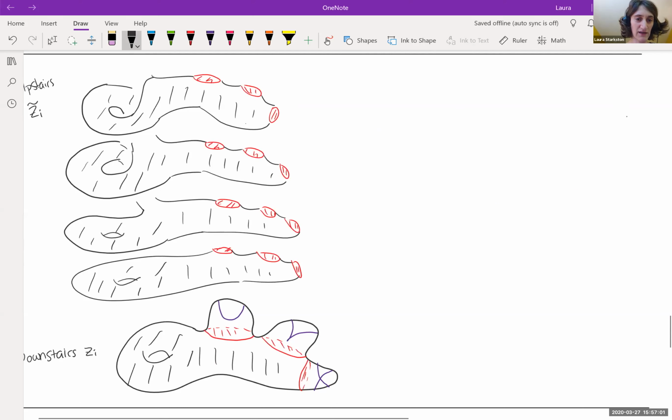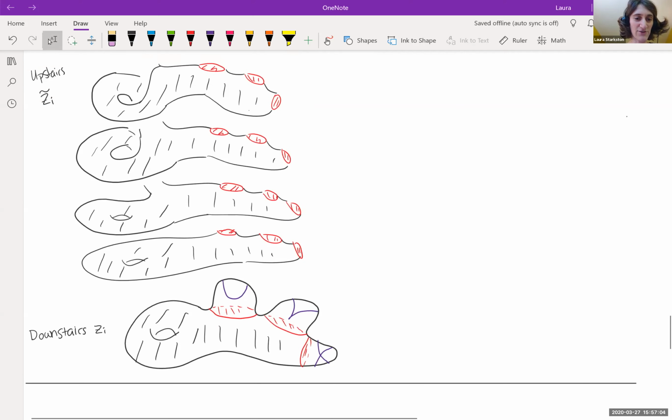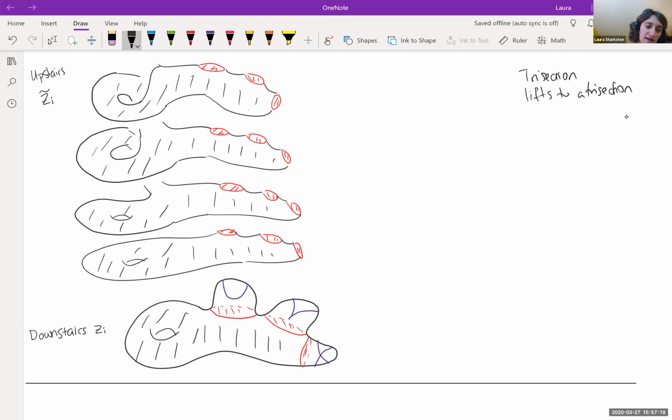This is my attempt to draw a picture of a branch covering. I want to say that the trisection lifts to a trisection. Meaning, if I take the preimage of each Zi, which is a 4-dimensional one-handle body, I should get a 4-dimensional one-handle body upstairs. And if I take the preimage of each Hi, which is a 3-dimensional one-handle body, that preimage should be a 3-dimensional one-handle body. Each of these things is ensured by this nice bridge position property of the surface.